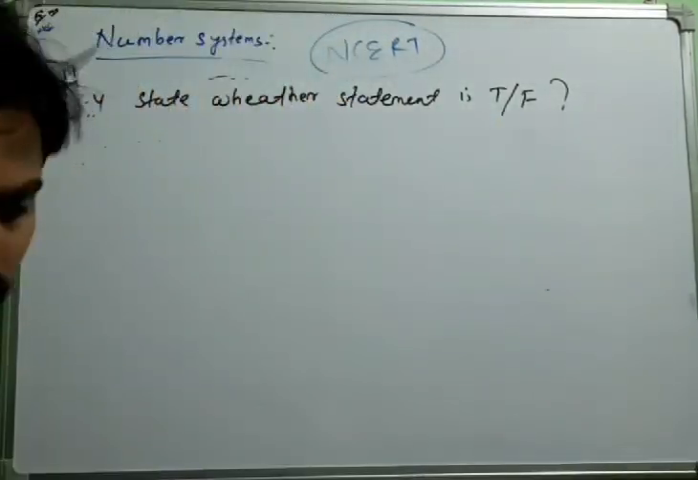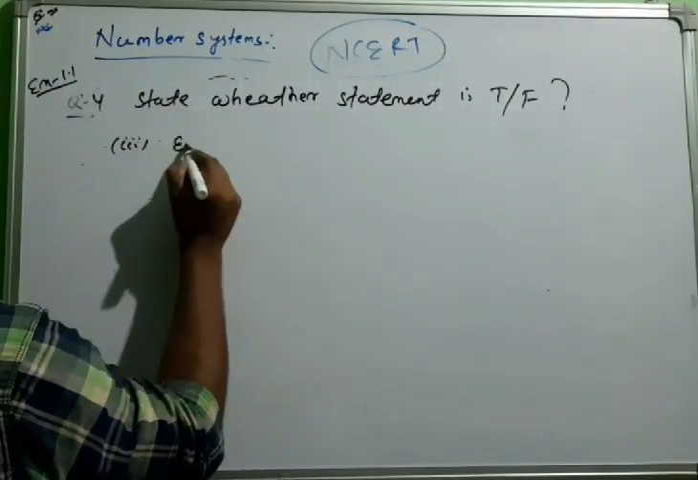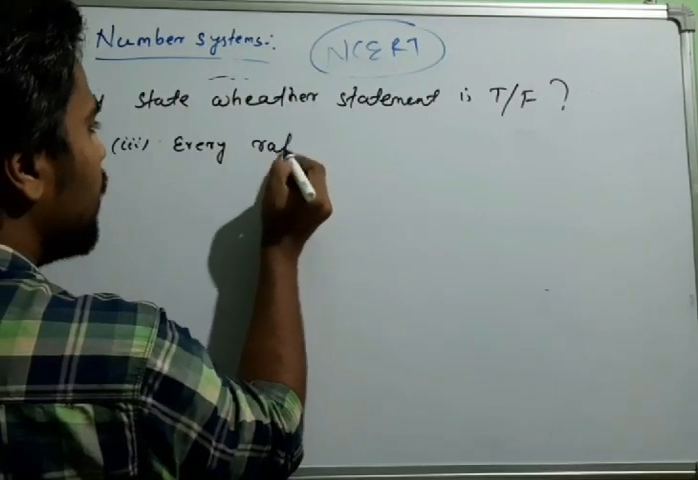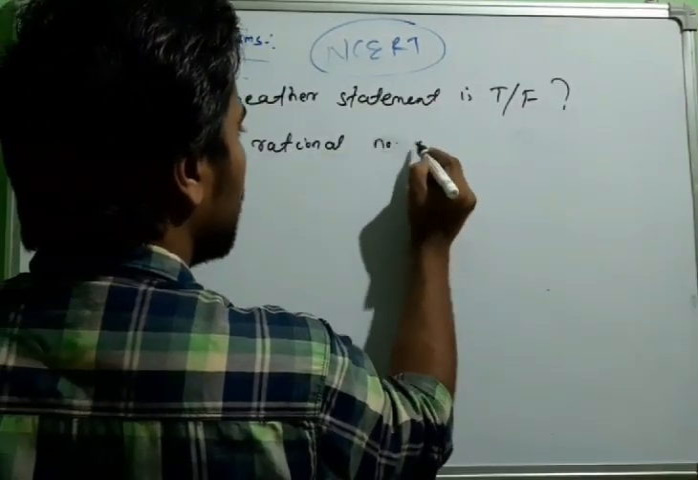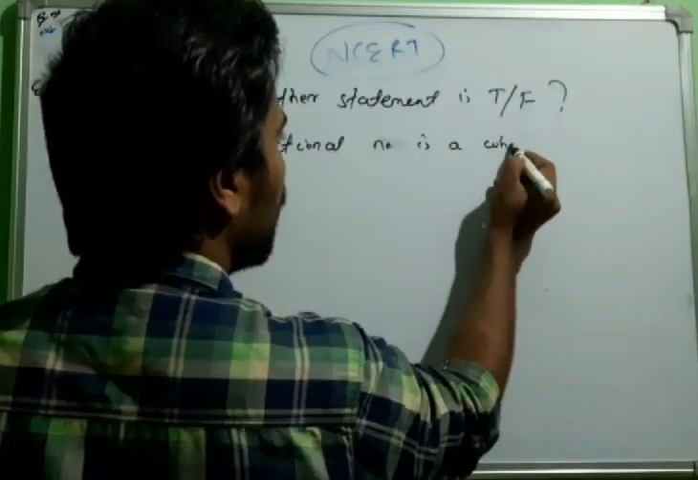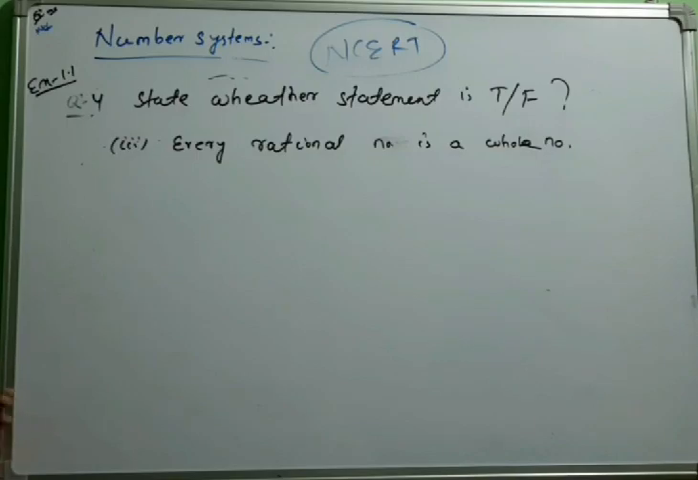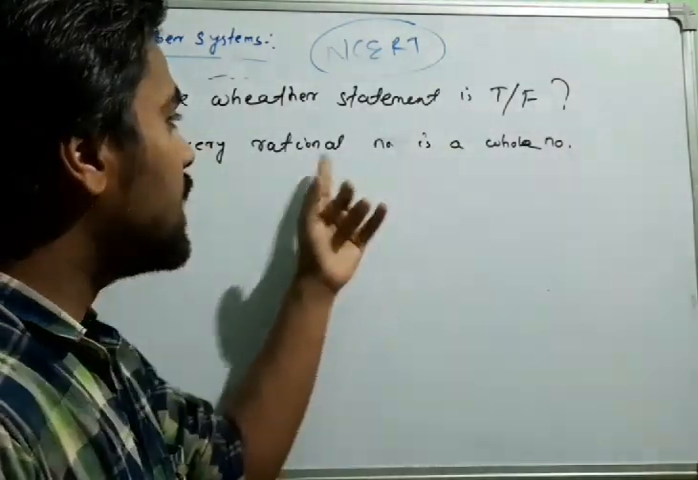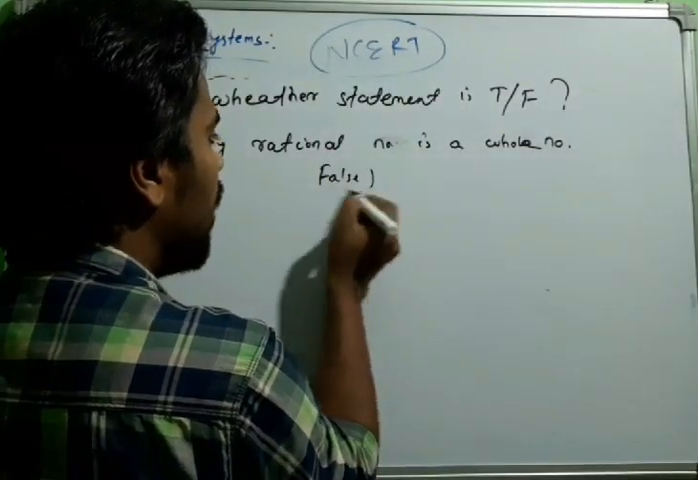Third one. Every rational number is a whole number. Okay. Just tell me, is it true or false? Every rational number is a whole number. So it is false. How is it false?